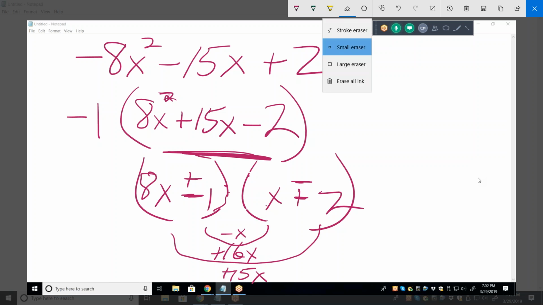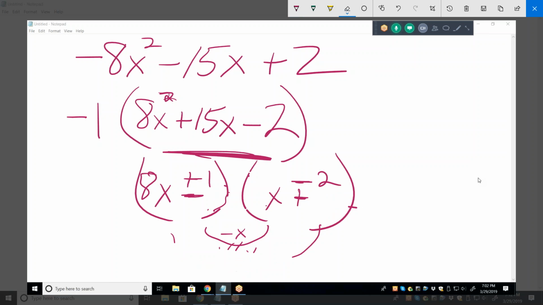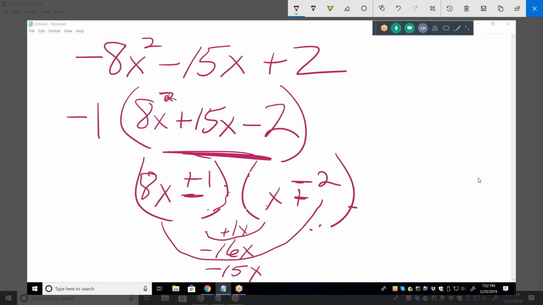However, just for illustration's sake, I'm going to put the 1 up here and the 2 there. In other words, I'm not going to use any logic whatsoever when I figure out how to start. I'm just going to use trial and error. So I try this, and what do I produce? I produce a plus 1x and a minus 16x, which is minus 15x. Well, that's the right number, but the wrong sign.